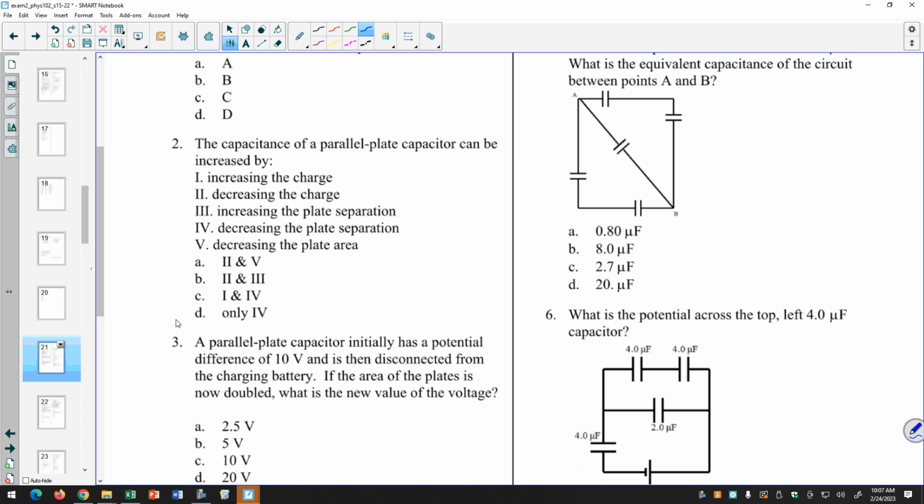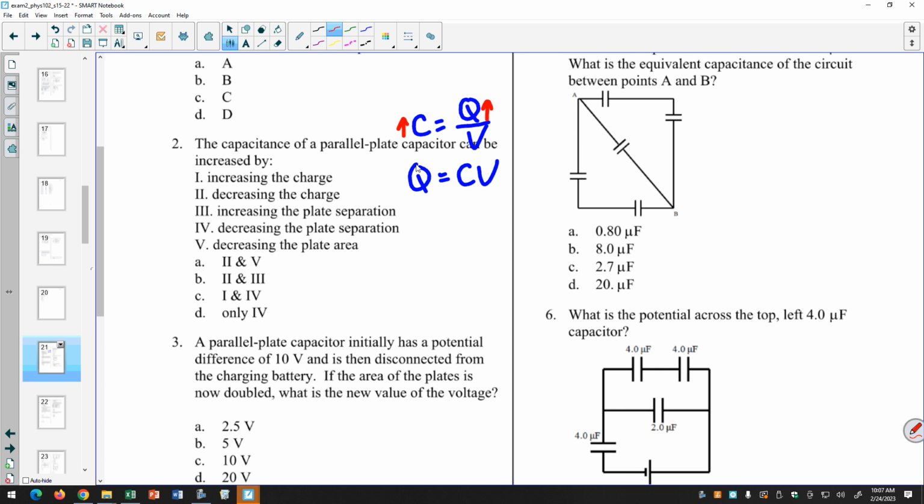Only 4. Okay. The capacitance of a parallel plate capacitor can be increased by what? The difficult part about this is if you just think about the equations, then you're going to get the wrong answer. And that's usually what we do, is we just think about the equation. You know, this equation, you would say, would be C equals Q over V. And so if you were just looking at that equation, you would say, well, look, if I increase the charge, that increases the capacitance. But that's not really the right way to think about it.